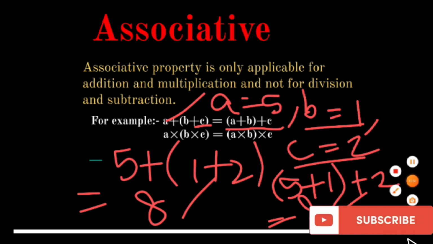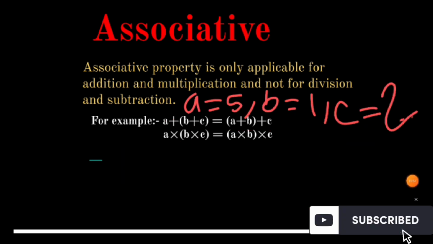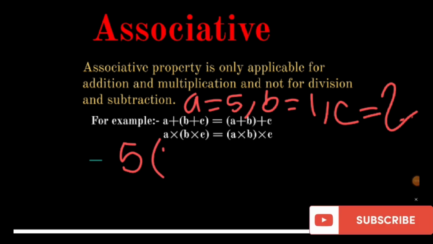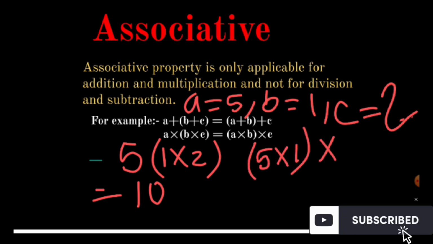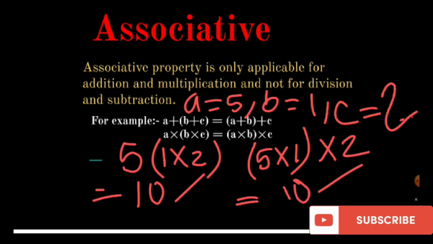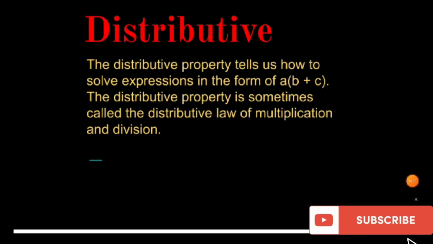Let's understand it for multiplication. So first 5, then 1 into 2. It gives us 10. And here first 5 and 1 and then 2. It also gives us 10. So our answer is the same. That means it is applicable for multiplication. Let's go to the next property, which is the distributive property.